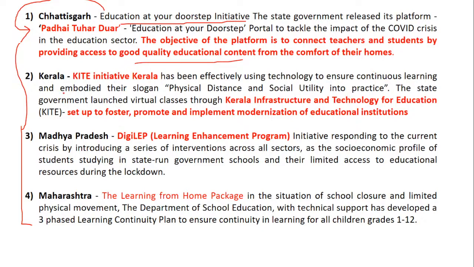Now, in the state of Kerala, there is an initiative that is KITE. What does it refer to? Kerala Infrastructure and Technology for Education. It was set up to ensure continuous learning, with the slogan physical distance and social utility in practice. It was basically to foster, promote and implement modernization of educational institutions. So the KITE initiative in Kerala was to ensure continuous learning without any distraction. Physical distance is not a distraction. In fact, it has to be taken as a utility in order to foster or promote the educational aspects with the help of institutions.